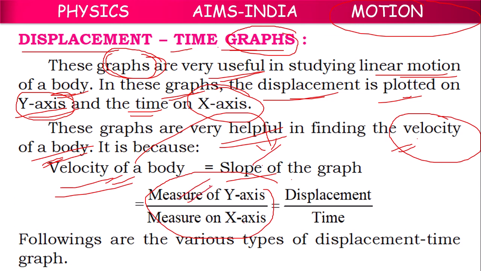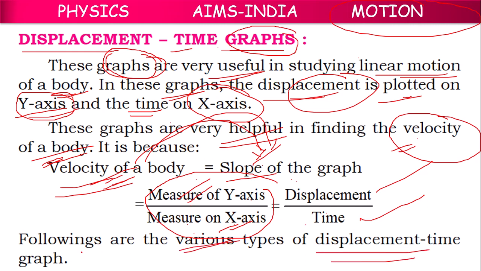On the y-axis we have plotted displacement, so the measurement of the y-axis is nothing but displacement. On the x-axis we have plotted time, so the measurement of the x-axis is nothing but time. So the velocity of the body can be calculated with the help of the slope of the graph, which equals the ratio of displacement by time. We have various kinds of displacement time graphs. Let's study them one by one.